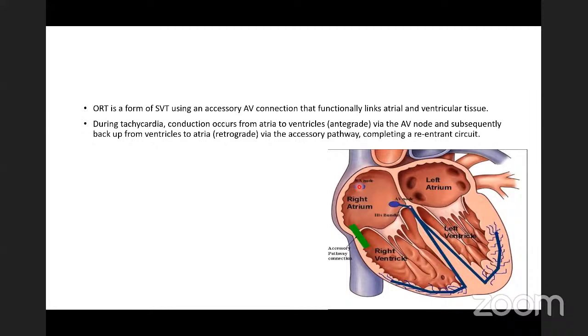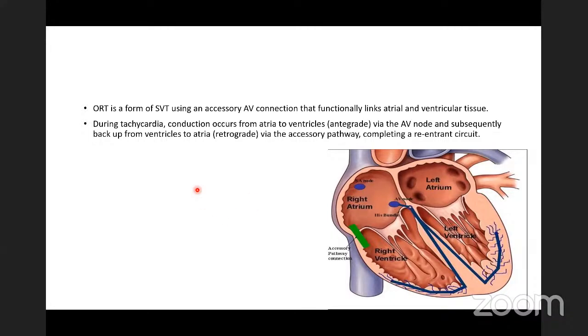It's depolarized the atrium, then the conduction goes to the AV node into the ventricle and disappears. But if someone has this accessory pathway, that is an extra connection between the atrium and ventricle, this impulse can come back to the atrium and can go around and around, from atrium to ventricle, back to the atrium, back to the ventricle, and can induce this SVT.